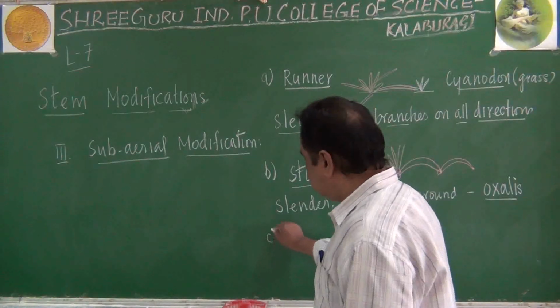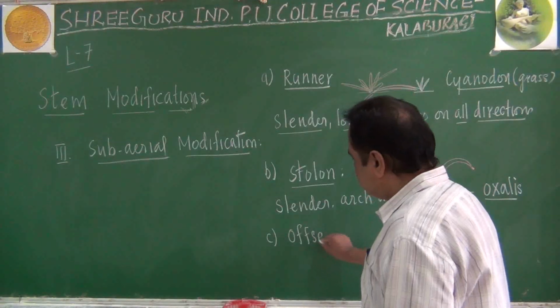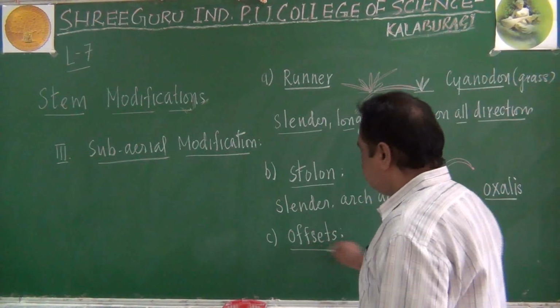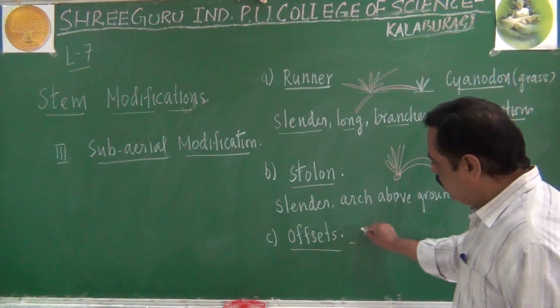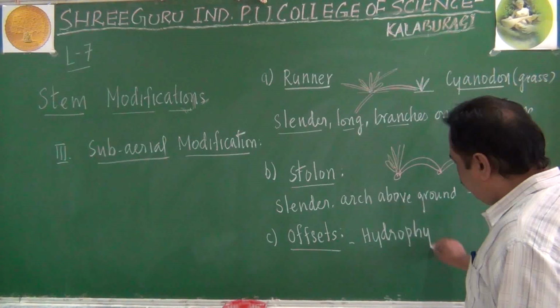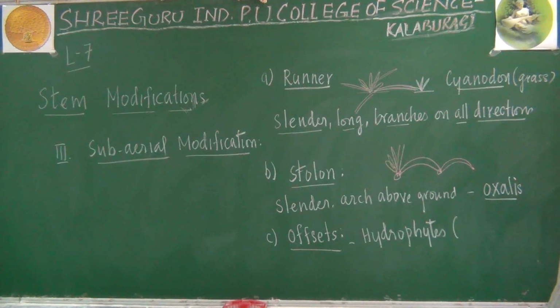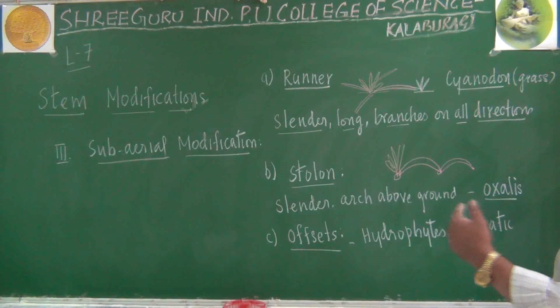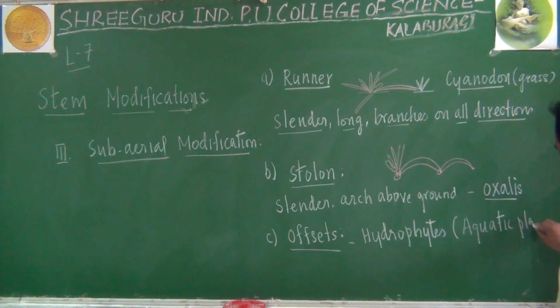The third type of subaerial modification is known as offset. Offsets, very important one. Offsets are generally found in hydrophytes. Hydrophytes means the plants which grow in water. Aquatic plants are called hydrophytes. Xerophytes, I just told you, in phylloclade. Now I am talking about aquatic plants.